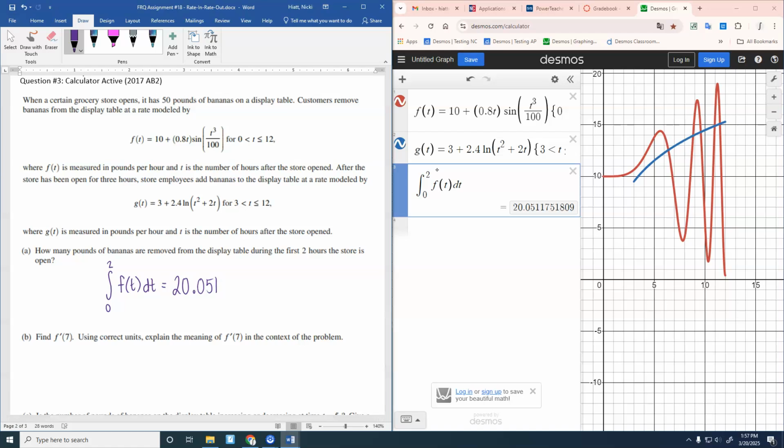And they did not specifically say to give the units on this, but I would in every scenario just in case. Usually, if there's a point for it, they'll tell you to do units. But what is that? 20.051 what? Pounds of bananas.